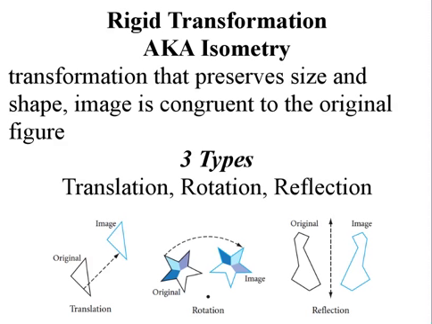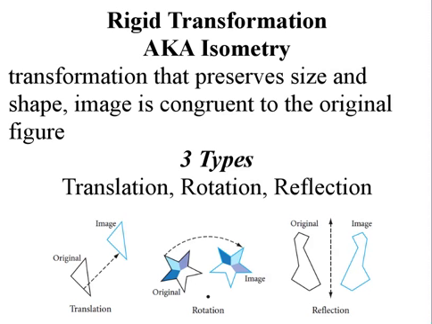Let's look at the first one, and that's what is known as a rigid transformation. A rigid transformation is also known as an isometry. A rigid transformation is a transformation that preserves size and shape. The image is congruent to the original figure. So that means the image doesn't get smaller or bigger. It stays the exact same as the original figure. And that's what is known as an isometry. It's also called a rigid transformation.